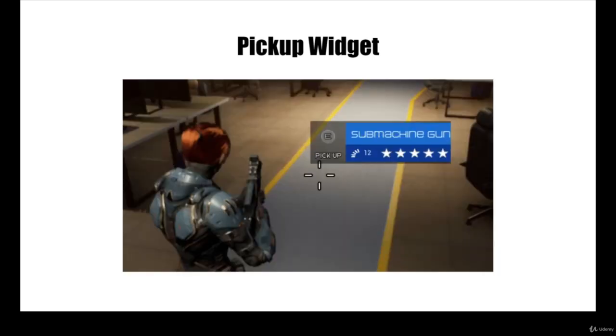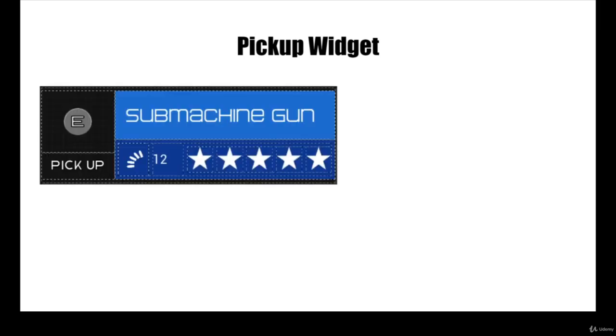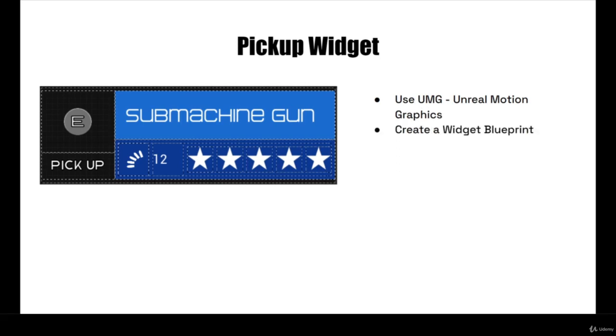Okay, welcome back. In the next couple of videos, we're going to be creating a pickup widget, which is basically a pop-up window that will show information on the screen in our game. Now, this little widget is going to display information about the particular item that it's hovering over. To create this widget, we're going to use UMG, which is the Unreal Motion Graphics editor, and this is used to create a widget blueprint.